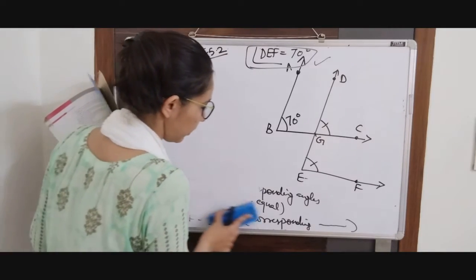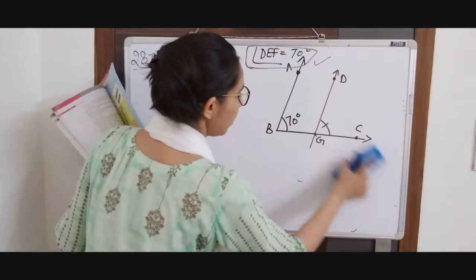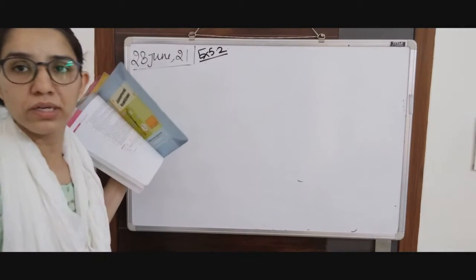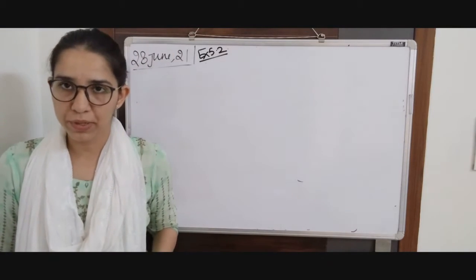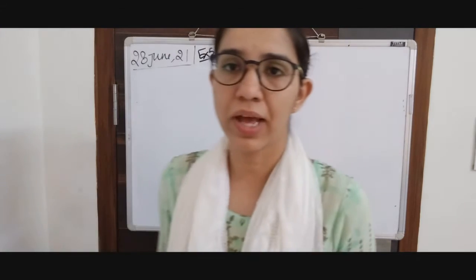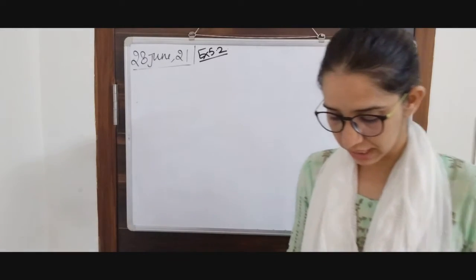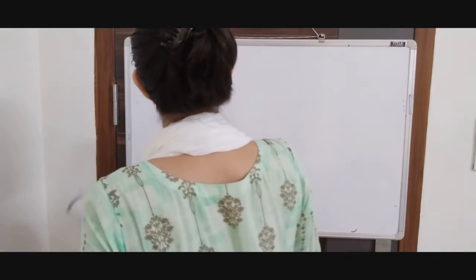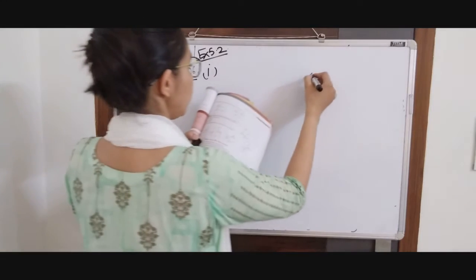We will check the corresponding angles. We will check alternate interior angles if they are equal or not. And third condition, we can also check whether the interior angles on the same side of the transversal line are supplementary. If it is so, then the lines are going to be parallel, otherwise they are going to be non-parallel lines. So question number 6, part 1. Figure is like this.